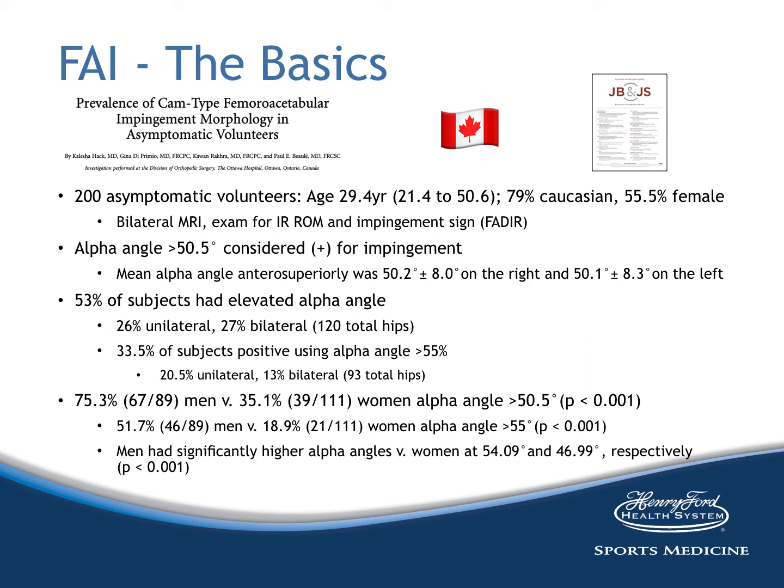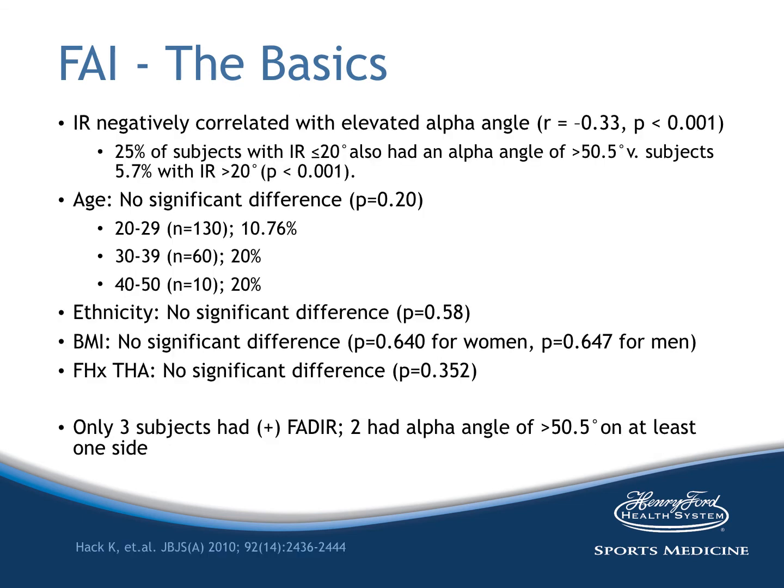Radiographic changes were more prominent in men than in women. So again, a third had an elevated alpha angle even if you use 55 degrees as your cutoff. Internal rotation negatively correlated with elevated alpha angle. So if your alpha angle was increased, your internal rotation range of motion was generally decreased.